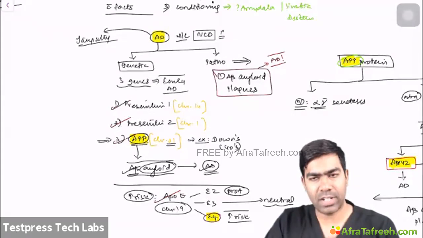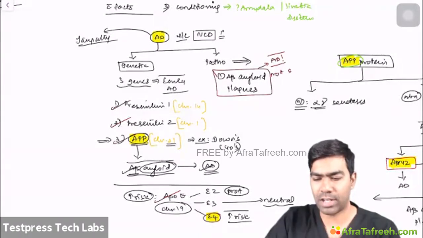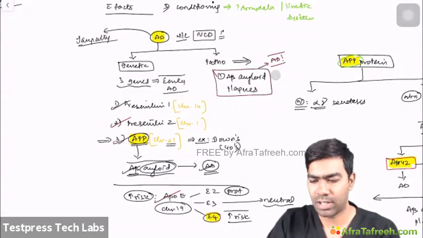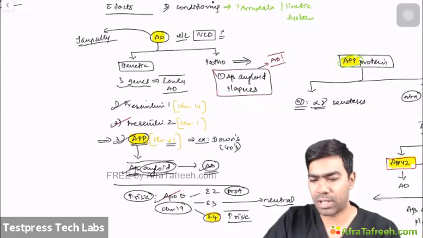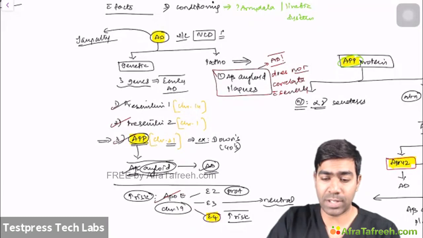And as far as the A-beta amyloid plaques are concerned, they are not proportional to severity. So they are specific for Alzheimer's disease, but do not correlate with severity. So I can tell it in a different way. They do not correlate with the severity of the disease, but they're very specific for Alzheimer's disease. They're not seen in any other condition.